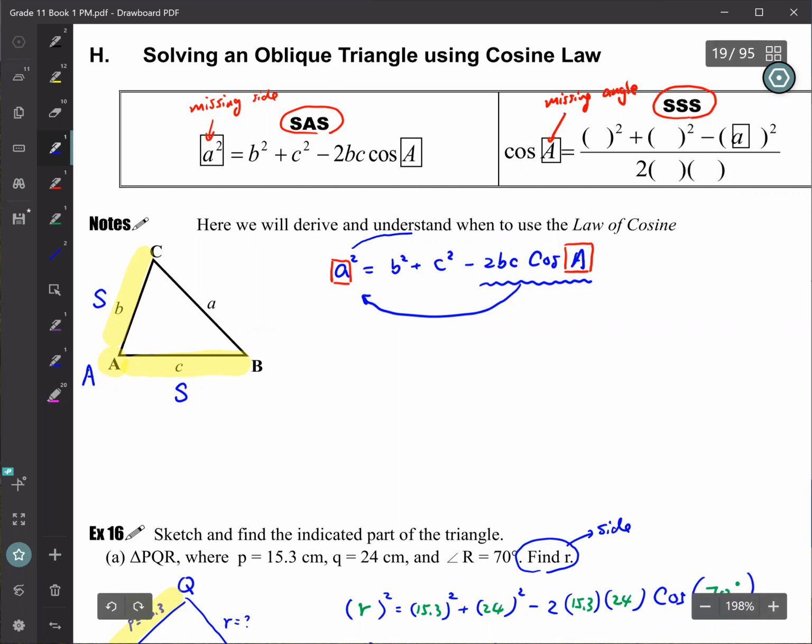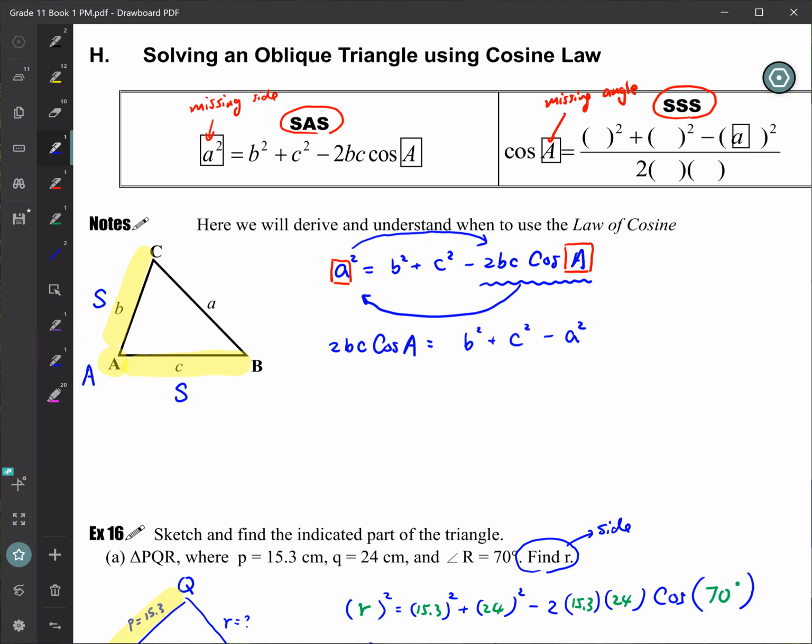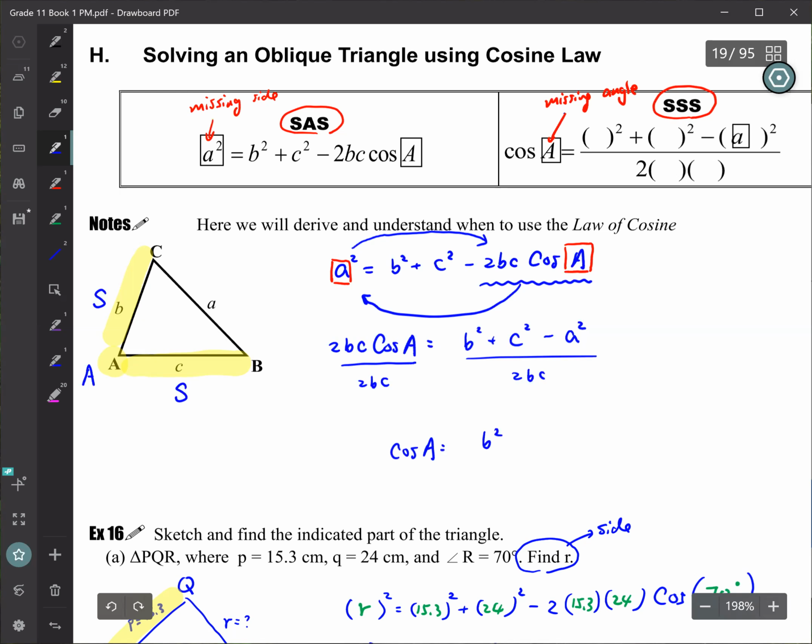And then the a squared, I'm going to move it to the right side. So it becomes minus a squared. So those two are swapping place. After swapping, you will get 2bc cosine A is b squared plus c squared minus a squared. Make sense? Okay, and then our goal is to isolate cosine A, right? So we'll divide both sides by 2bc. So your final look will be b squared plus c squared minus a squared over 2bc. Okay, so this is our second formula.